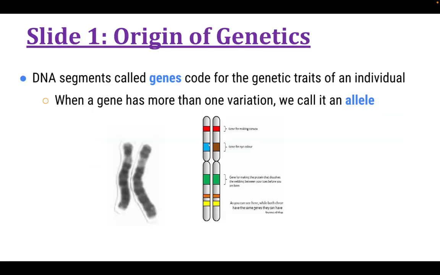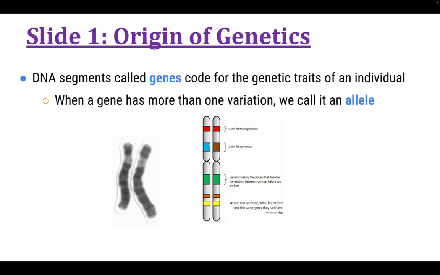Let's first discuss the origin of genetics. As you remember, the discovery of DNA took some time, but once we understood its structure, we learned that DNA segments contain this information that we call genes, and genes code for the genetic traits of an individual. Remember that specific genes can code for certain proteins, which can lead to different expressions of those genes. So, when a gene has more than one variation, we're going to call that an allele.